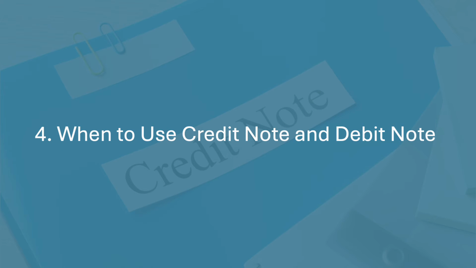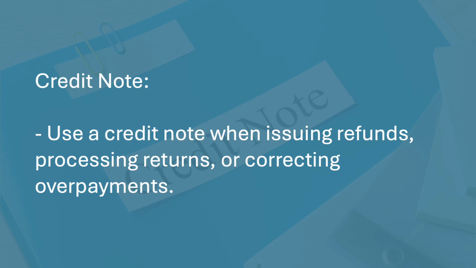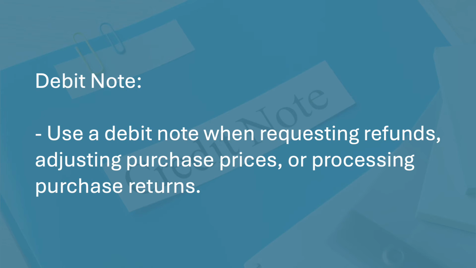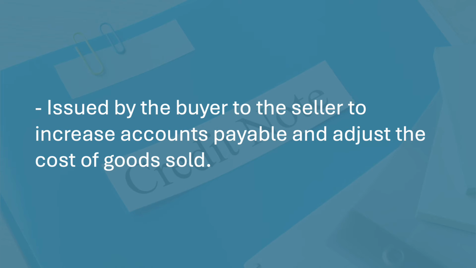4. When to use credit note and debit note. Credit note. Use a credit note when issuing refunds, processing returns, or correcting overpayments. Issued by the seller to the buyer to reduce accounts receivable and adjust revenue. Debit note. Use a debit note when requesting refunds, adjusting purchase prices, or processing purchase returns. Issued by the buyer to the seller to increase accounts payable and adjust the cost of goods sold.